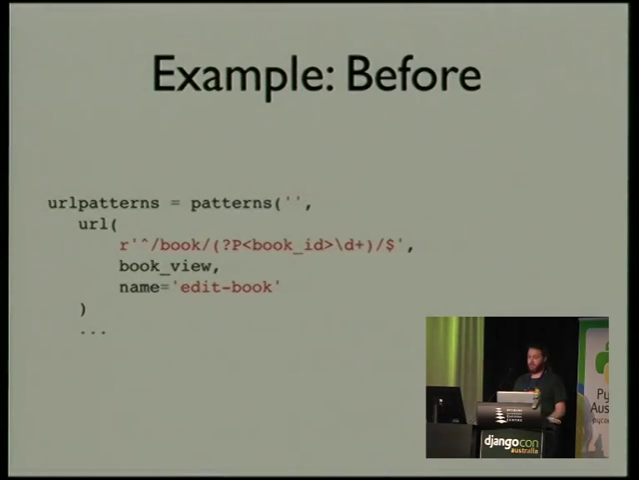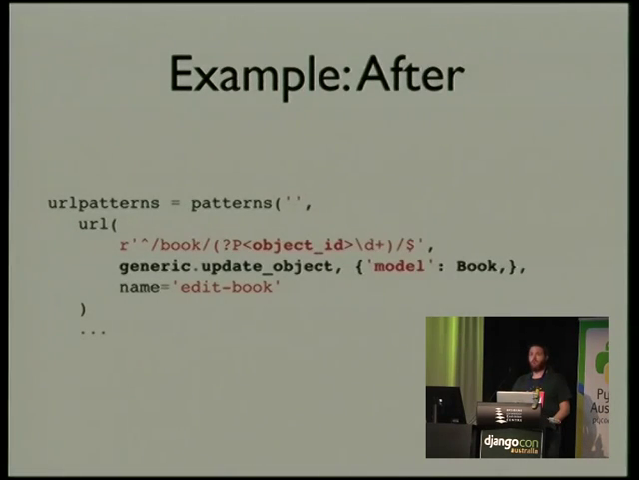And what you end up with is the after. You replace your custom handwritten view with boilerplate code with generic.update_object. You pass in the model you want to deal with, book, and you use all the internal magic that Django has in terms of knowing what a book is to automatically generate the form and then work through the logic for the rest of that edit view method.